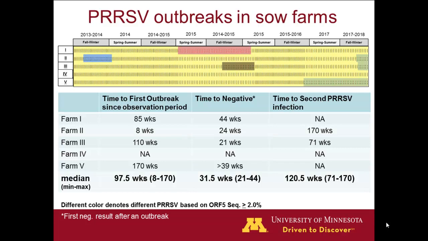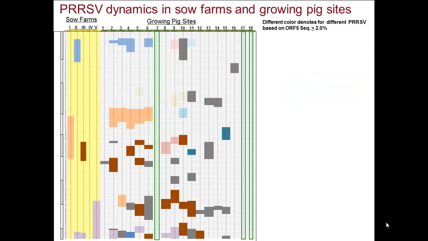And on those farms, there were 2 farms that got a second infection, so we got the time to second PRRS virus infection, for which the median was 120. Just some descriptive metrics in order to generate that information.